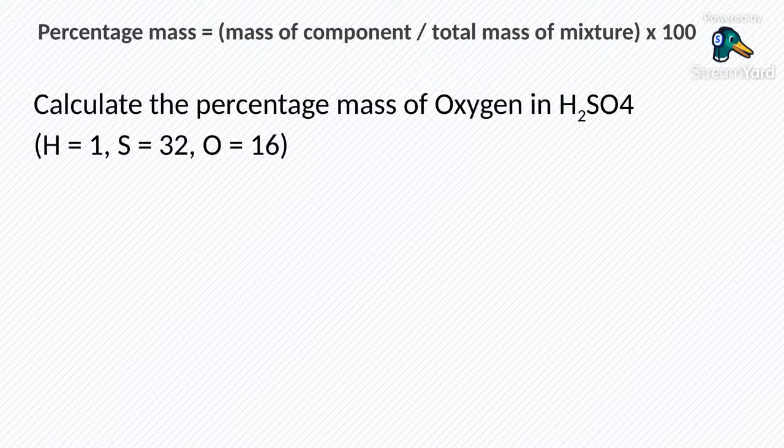Now, ladies and gentlemen, you might not really know the mass of the component. You might not really know the total mass of the mixture. That is why I said let's take down this example so that we can try our possible best to understand. Now they say calculate the percentage mass of oxygen in H2SO4. Hydrogen is given as 1, sulfur is given as 32, then oxygen is given as 16.